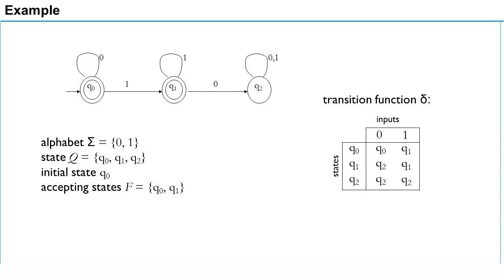Next, when Q1 takes the input 0, it goes to Q2. When Q1 takes the input 1, it stays in Q1. When Q2 takes the input 0, it is Q2. And when Q2 takes the input 1, it is Q2. So the accepting states are Q0 and Q1. The initial state is Q0 and the final states are Q0 and Q1, and the different states that you have are Q0, Q1 and Q2.